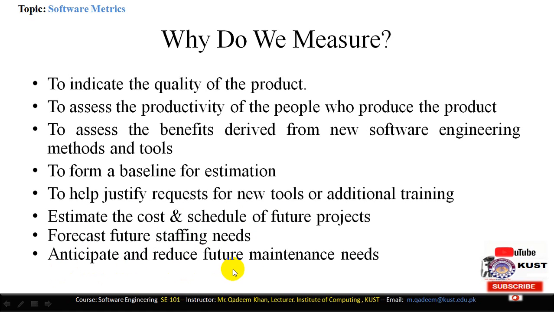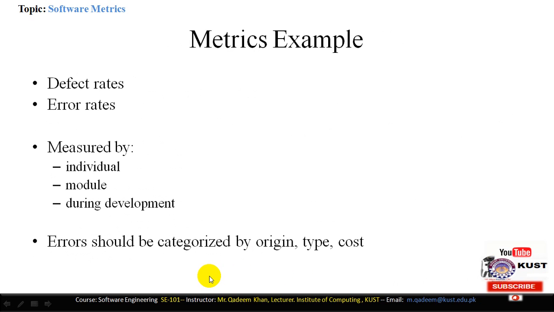Anticipate and reduce the future maintenance needs. If we have certain maintenance required for our tools and technologies, using the metrics will also help us to anticipate and reduce the future maintenance needs. Because if we have good quality tools and additional training for our staff members, we do not require any sort of maintenance for our tools.